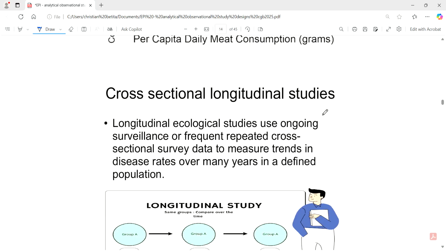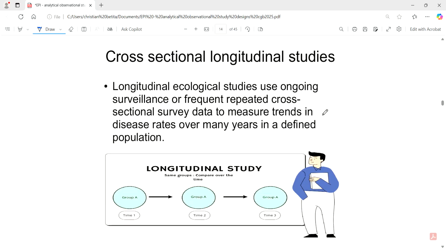Okay. Another type of study is your ecological longitudinal study. So this is another type of ecological study in which instead of comparing different populations, you're comparing the same population at a different point in time. So you have a single population and then you compare it at a different point in time.